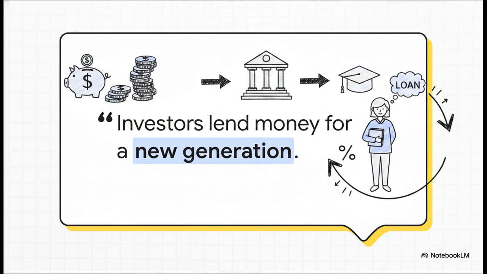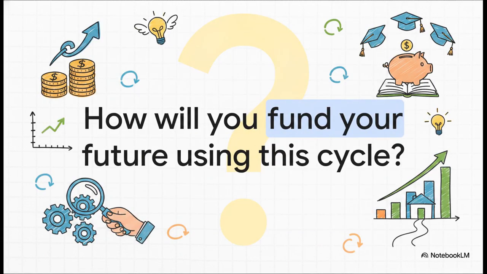Everyday people are essentially putting their money into these institutions to grow it, and then the institutions use those exact funds to propel the next generation forward, like a student needing to pay for higher education. So that interest the student is paying on a daily basis, a portion of that flows right back as a return to those original investors. It's this massive, deeply interconnected cycle of generational lending and growth. So knowing how all this actually works, the relentless daily calculations, the principal, and this massive generational lending cycle, how will you use this knowledge to fund your own future?